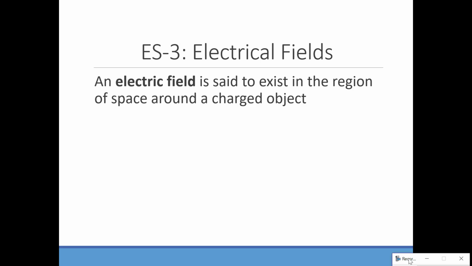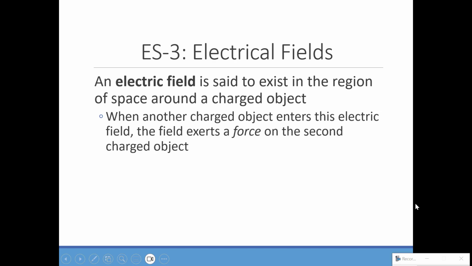If you have an object with charge, just like gravitational fields exert a gravitational force into the area around and attract objects to it, charged matter exerts its influence into a field around it. And any charged object that comes into that field will experience some force on it. Electric fields are very similar to gravitational fields that we talked about earlier.